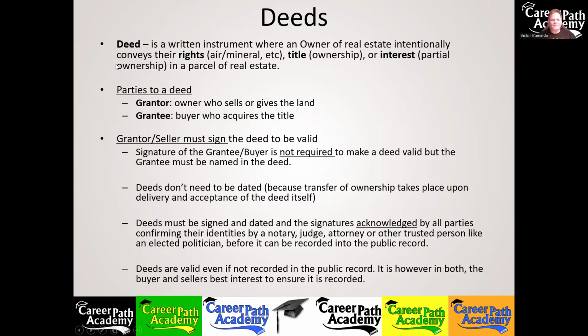Okay, so deeds. A deed is a written instrument where an owner of real estate intentionally conveys their right, like air rights or mineral rights, etc. Title, that's your ownership or interest, which could be a partial ownership interest in real property if you own it with others.